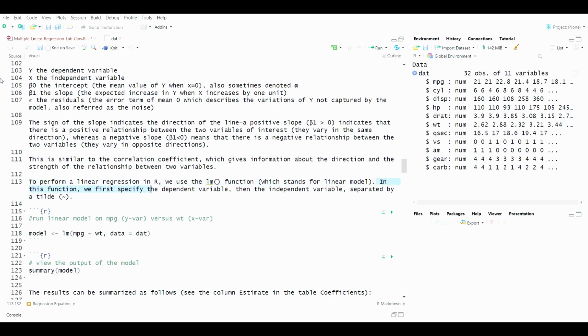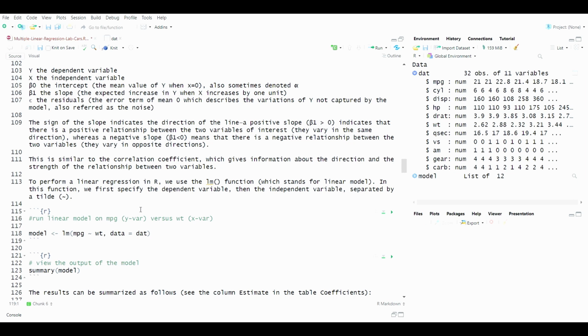In this function, we first specify the dependent variable, then the independent variable, separated by a tilde. So to run the linear model, scroll down to the next chunk and run a linear model on miles per gallon, which is the Y variable, versus weight, which is the X variable. So again, this is specified as lm, linear model, miles per gallon, which is the Y, tilde, weight, which is the X, and then specifying after a comma, data equals, in this case, dat. And we'll save all of the results of this model in a new object called model.